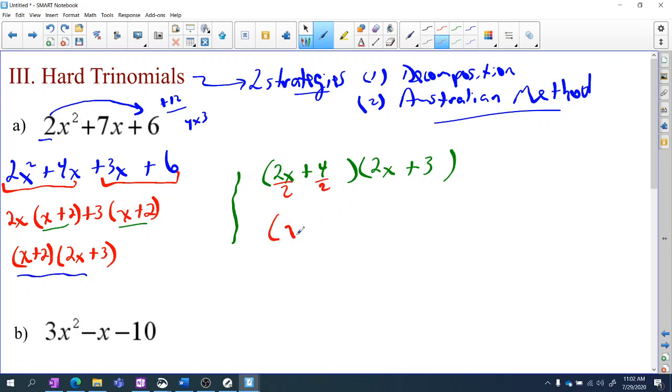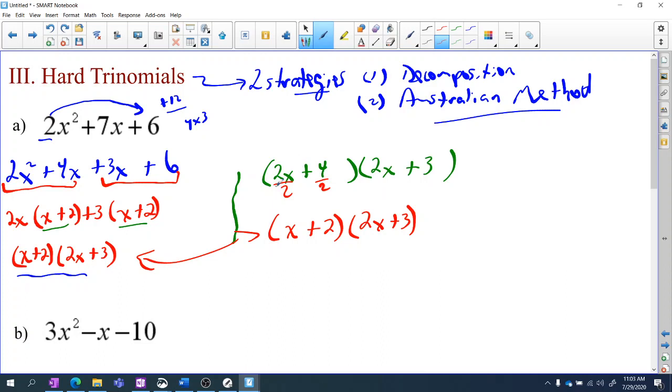2x divided by 2 is just x. 4 divided by 2 is 2. This one doesn't have a GCF. It just stays the way it is. Now look at where we ended up. Same place. X plus 2 multiplied by 2x plus 3. So this is Australian method. This is called decomposition.